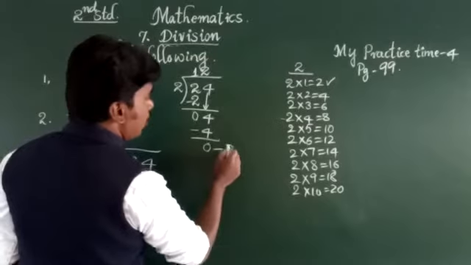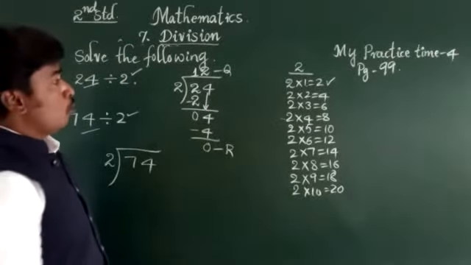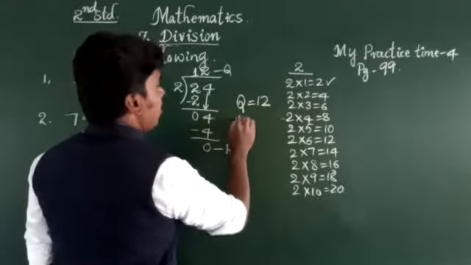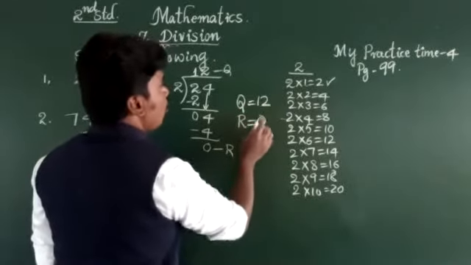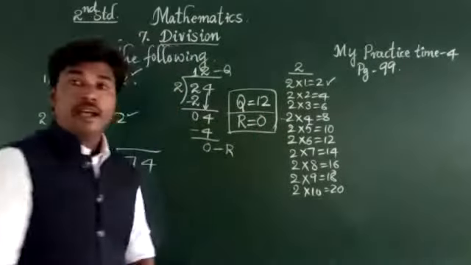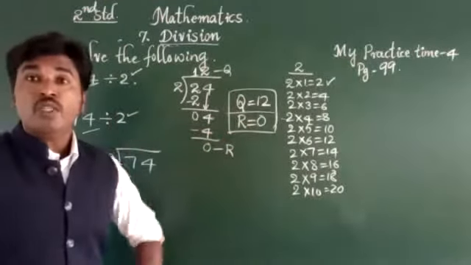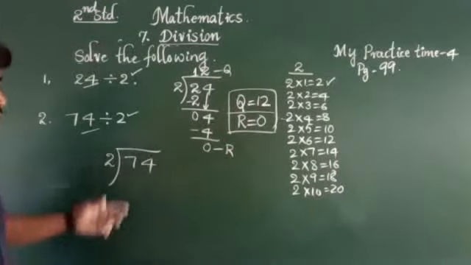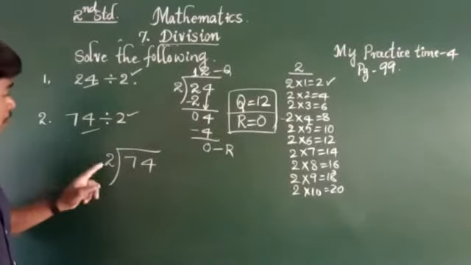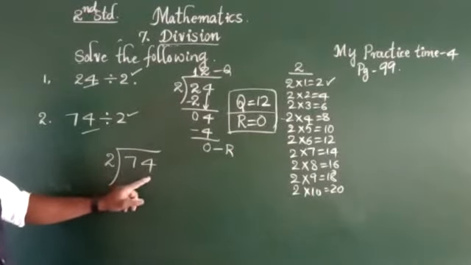It is the remainder. It is the quotient. What is the answer you got? Quotient is 12 and remainder is 0. So in this way you find out the quotient and remainder. Quotient is 12, remainder is 0. Dear students, now you come to this one. 74 divided by 2 can be written as 2 is the divisor, 74 is the dividend.